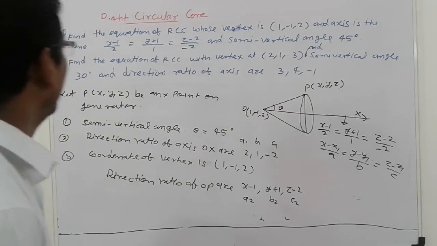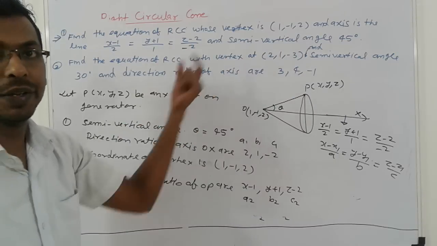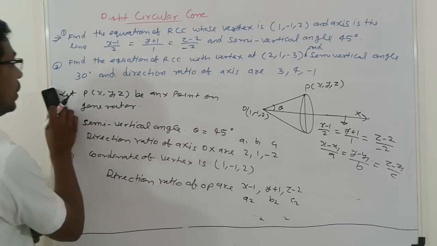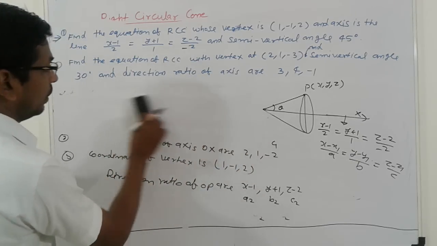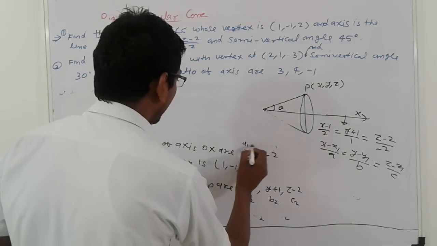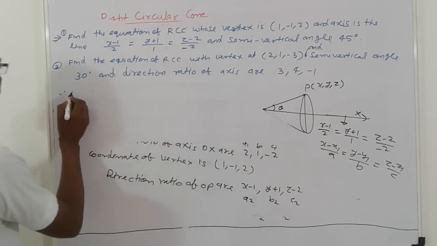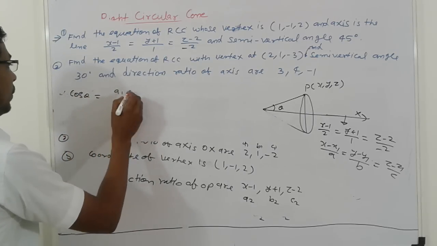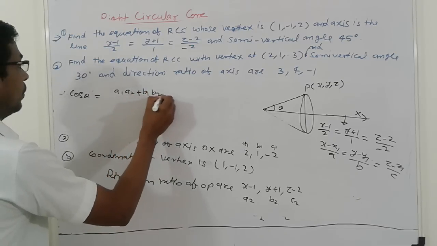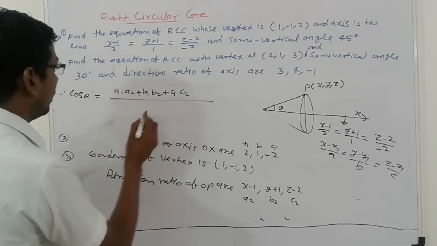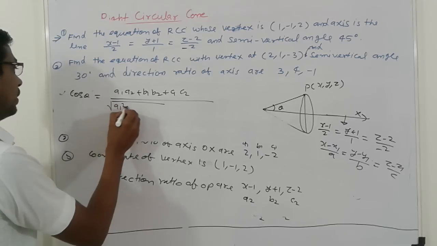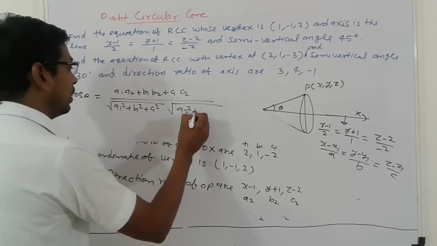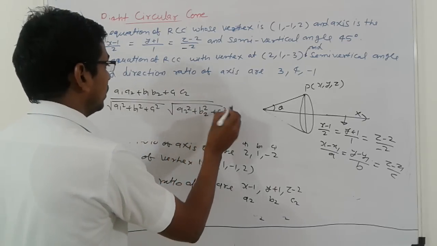Next, using the formula, which you have already written down in the second problem. So here A1, B1, C1. So cos theta equals (A1 A2 + B1 B2 + C1 C2) divided by the square root of (A1 square + B1 square + C1 square) times the square root of (A2 square + B2 square + C2 square).